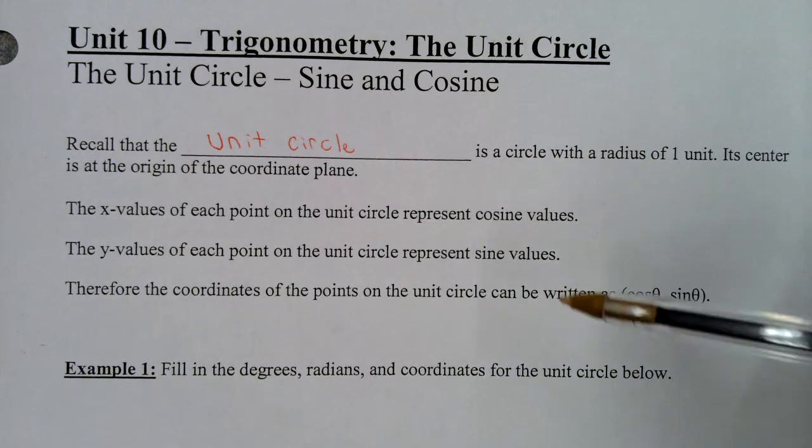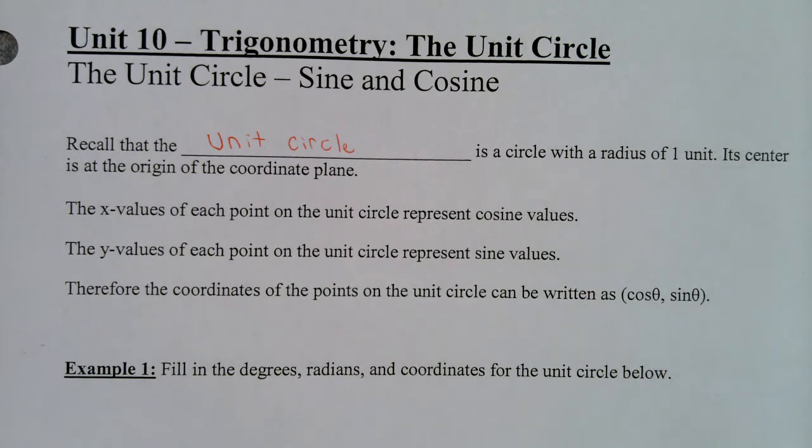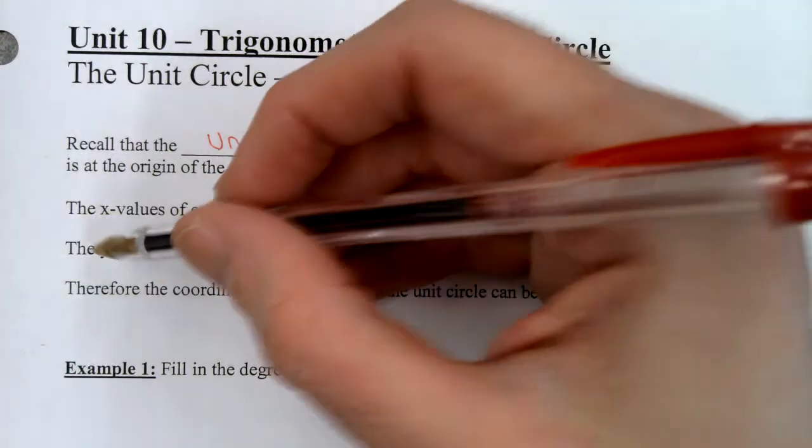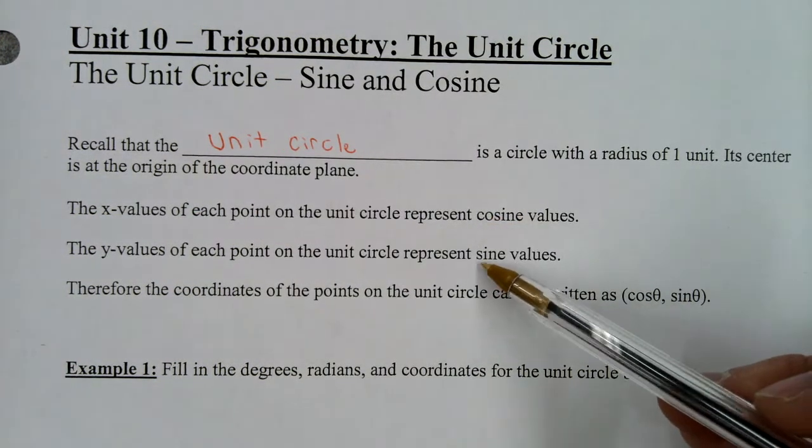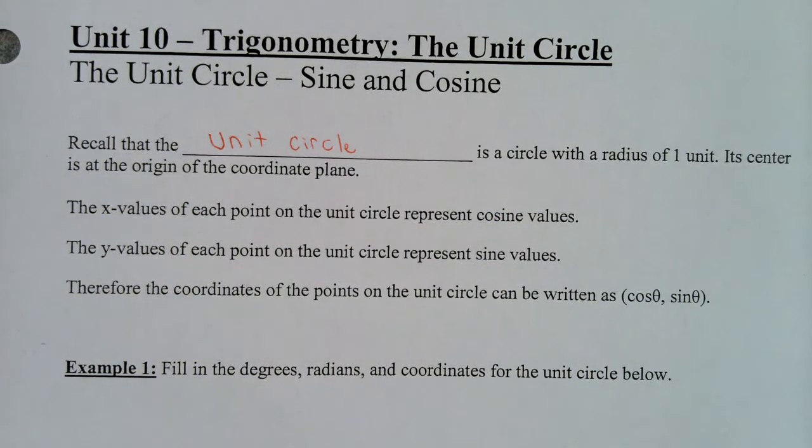These next two sentences are very important, okay? The x values of each point on the unit circle represent cosine values. The y values of each point on the unit circle represent sine values. That's pretty easy to memorize because it goes x, y, and c comes before s in the alphabet. So hopefully that's how you can memorize that, okay? Therefore, the coordinates of the points on the unit circle can be written as cosine of theta, sine of theta.